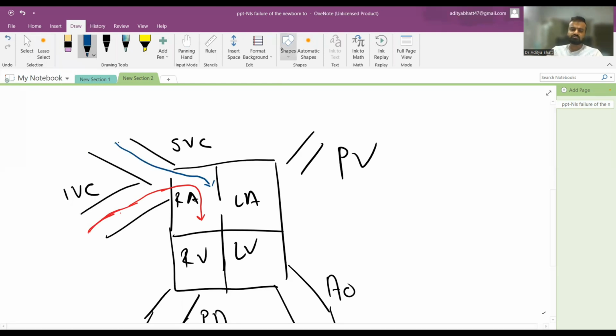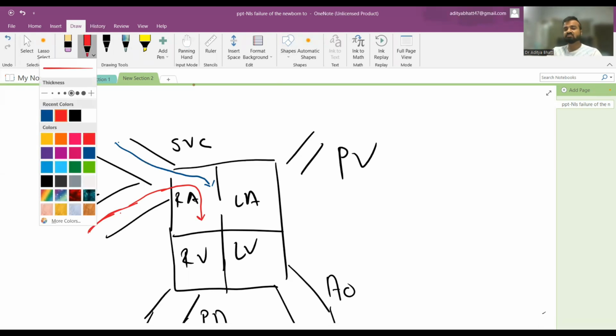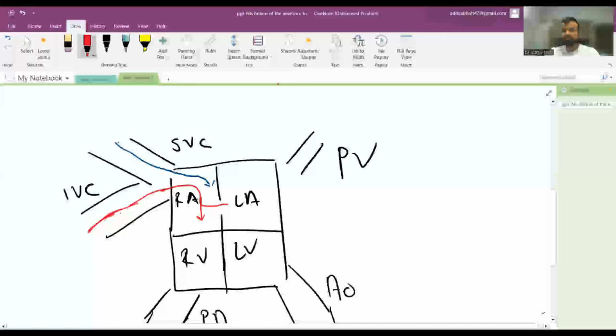Now, as you know, there is a Thebesian valve, there is a Eustachian valve, and what these valves do is direct the IVC blood. They direct a high amount of IVC blood to shunt to the left atrium. These Eustachian valves help the blood to go into the left atrium, and from the left atrium the blood will reach the left ventricle, and then finally reach the aorta.